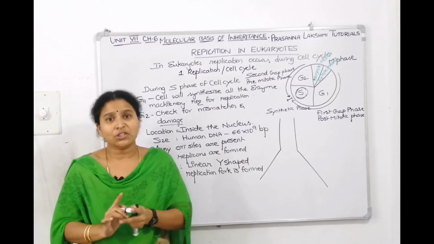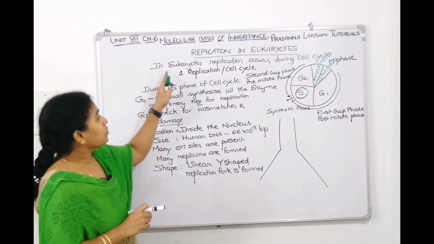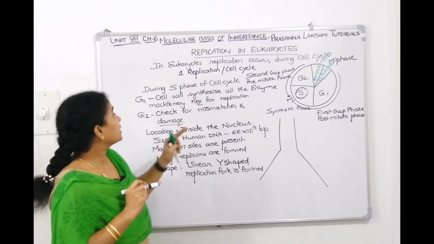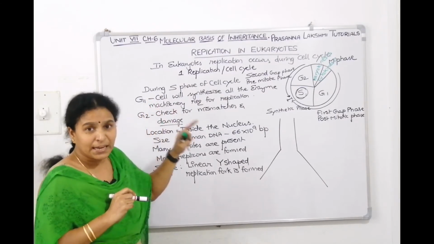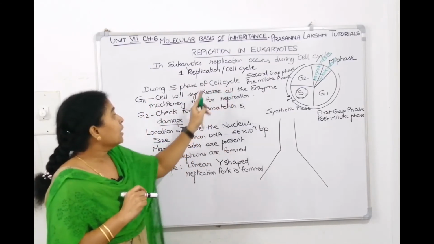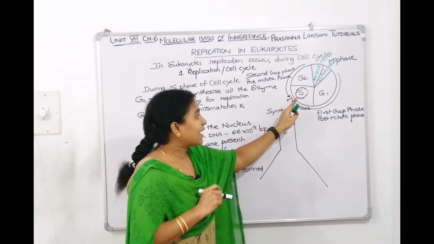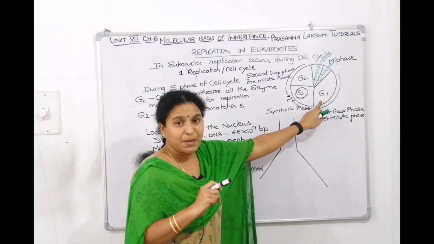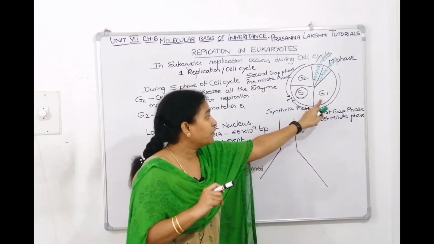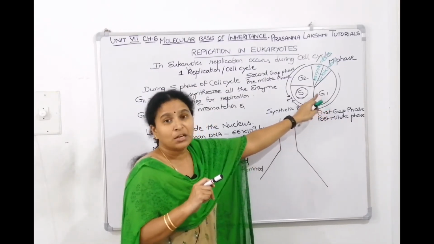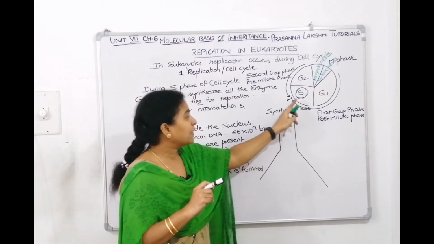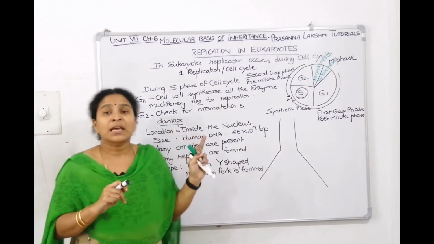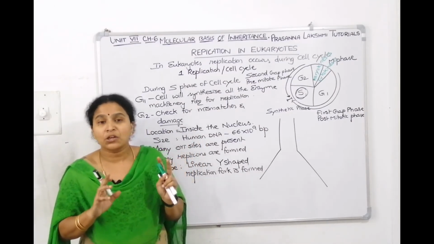Now, this is an introduction to eukaryotic replication. In eukaryotes, replication occurs during the cell cycle, one replication per cell cycle. In which phase of the cell cycle? In I phase, in the subphase called S phase. Now, if it has to replicate in the S phase, it has to manufacture every enzyme and all in the G1 phase. ATP, GTP, CTP, it will manufacture in the G1 phase. Using all that enzyme machinery, it will do the replication successfully in the S phase, and in the G2 phase, it checks for mismatches and any damages, and it will rectify it before entering into M phase.